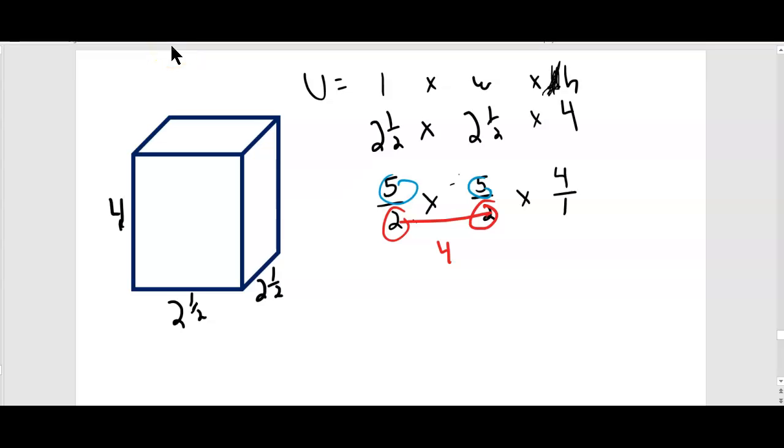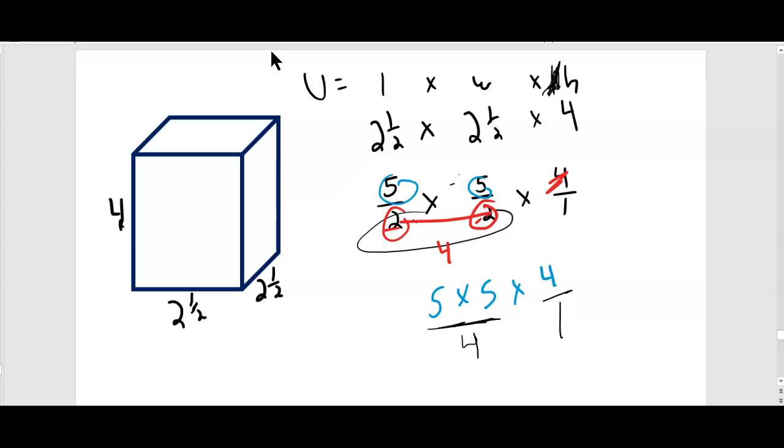We got this 5 and the 5 still. I got 5 times 5 on top. I still have times 4 on top. Now on the bottom, remember, we took that 2 times 2 and made it a 4, right? So we have 5 times 5 over 4, but then we have 4 over 1. Now look at that. Isn't that nice? Basically, we just take that 2 times 2 is 4 and cancel out here. The 4 cancels out with a 4. Now all we have to do is 5 times 5 is 25 over 1 is 25.